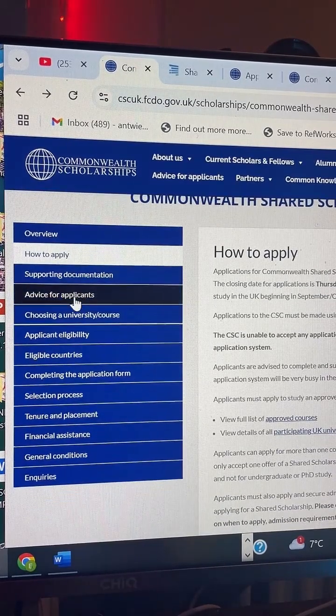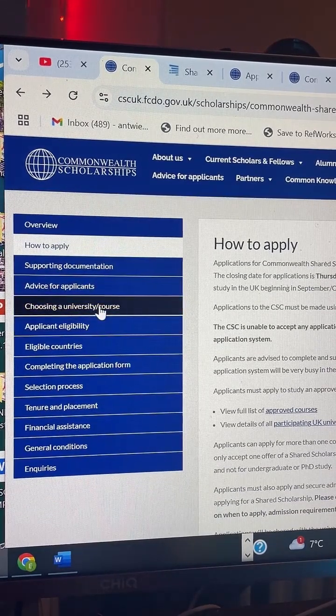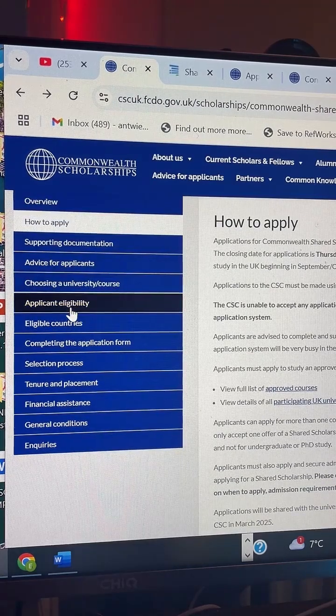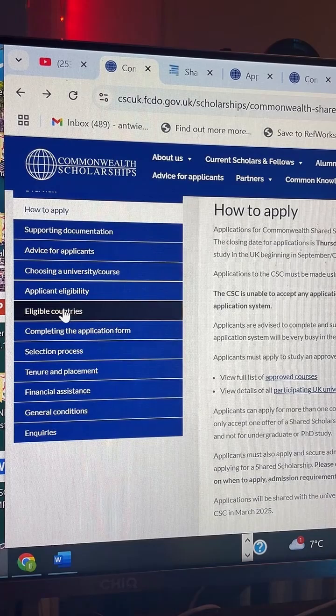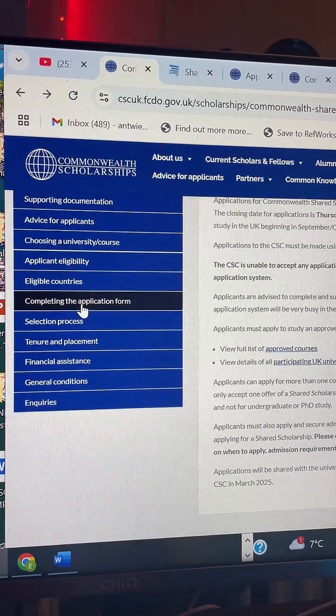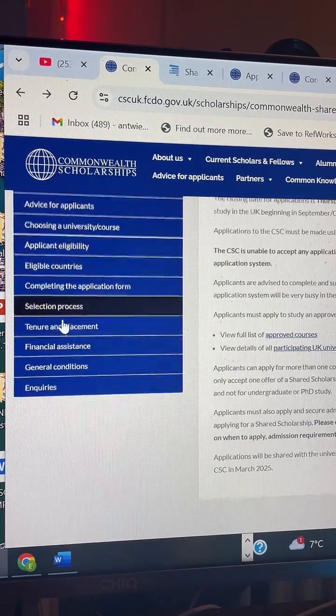So that is the website for the Commonwealth Shared Scholarships. We will go through each of these sections that you are seeing, from the overview to how to apply, to supporting documentation, advice for applicants, and then choosing the university or the course. And then we look at some applicant eligibility for you to know if you are eligible to apply for the scholarship. And then we look at some eligible countries.